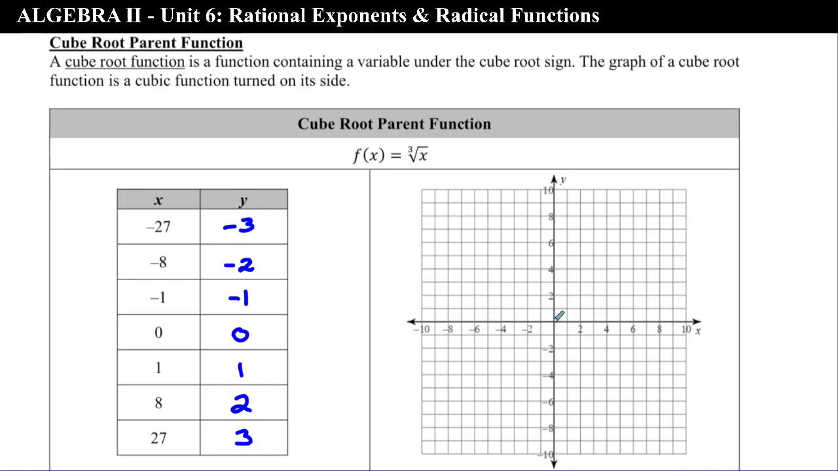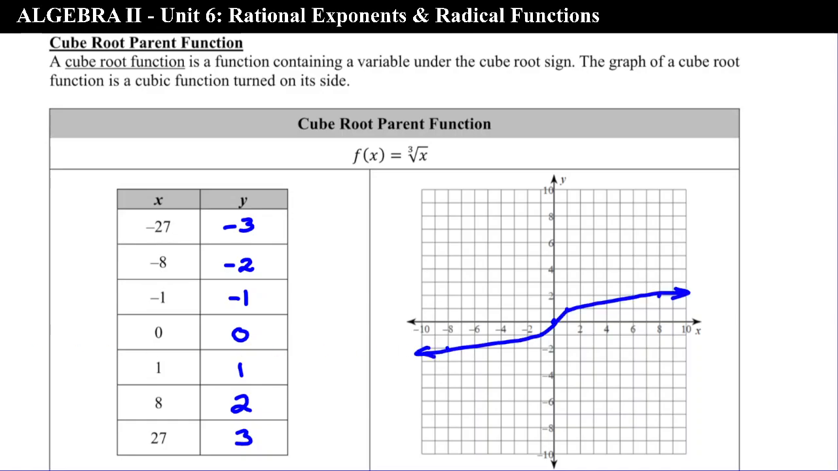So let's graph these points. We'll start with 0, 0. We also have 1, 1. Then we have 8, 2. And we can't go to the next one because it goes off the graph. Let's go to the other side. Got -1, -1, -8, -2. And so our graph is going to look something like this.